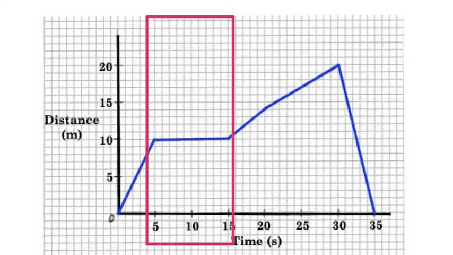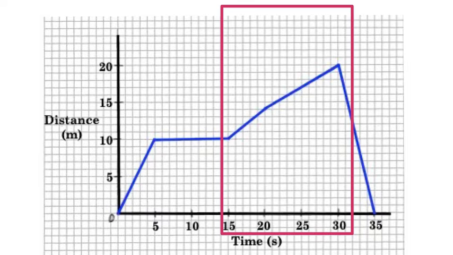Now the next part has actually got 2 bits in it. There's a little kink here at 20 seconds. Alright, so let's go on with it. So we can say that the object then starts moving away from me at 15 seconds and keeps moving away till 20 seconds, where it changes a bit. Now we know this means it's going to change speed, but let's wait till we do calculations before we do that. And then it continues moving away until it reaches a time of 30 seconds.